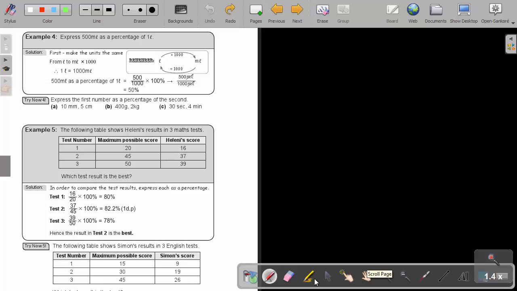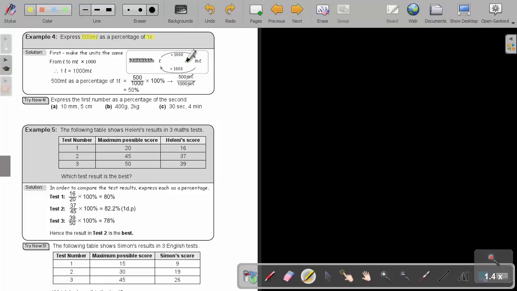Okay, now let's look at example 4. Express 500 milliliters as a percentage of 1 liter. Now, can you see what's the problem? This is milliliter and this is liter. And can you remember that the units must be the same? So the best will be to first convert the liters to milliliters.